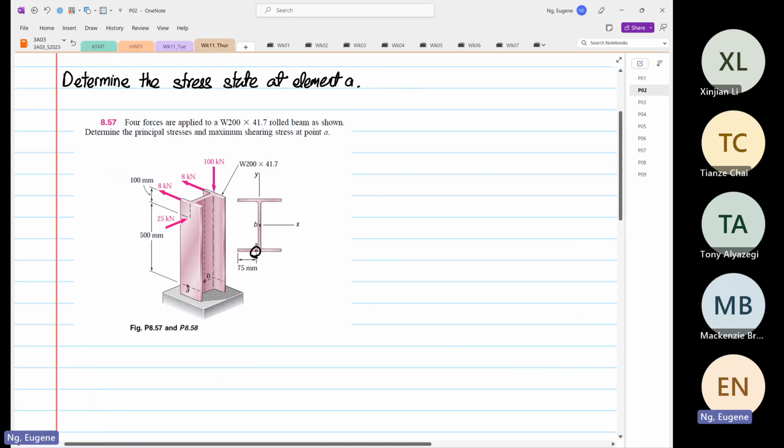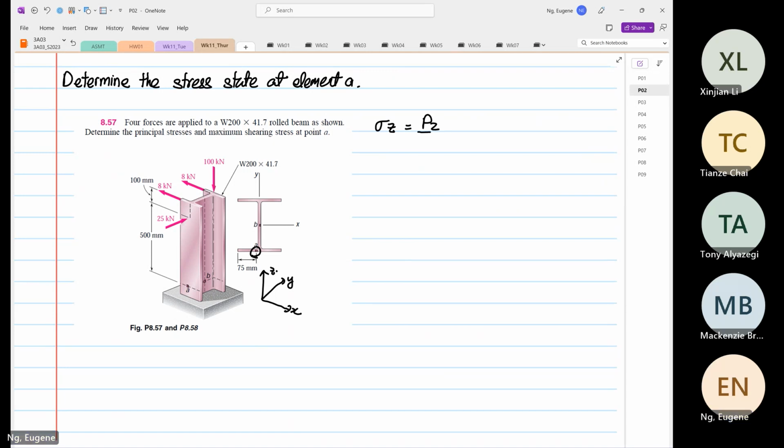So let's determine our normal stress in the Z direction. If I have to draw the transformation, X, Y, and this is Z. So our normal stress will be in the Z direction, and this will be equal to PZ over A, plus or minus. We don't know yet for now. I think we know from last lecture whether it turns out to be compression. But anyway, I'll write the general form of the formula first.